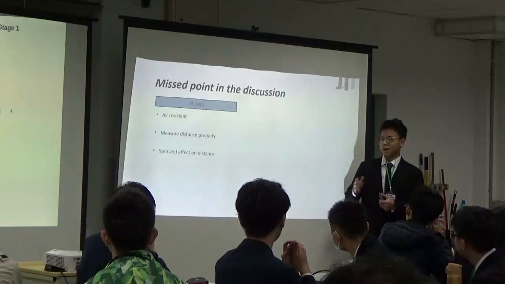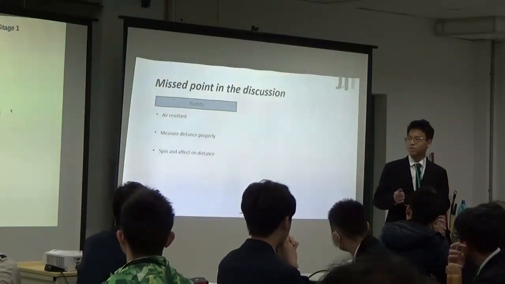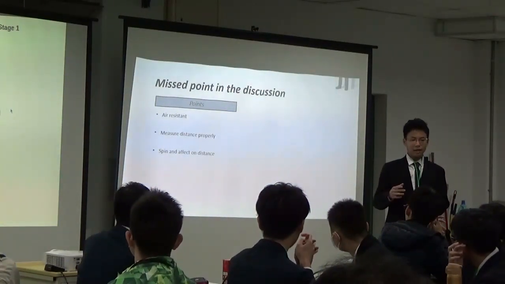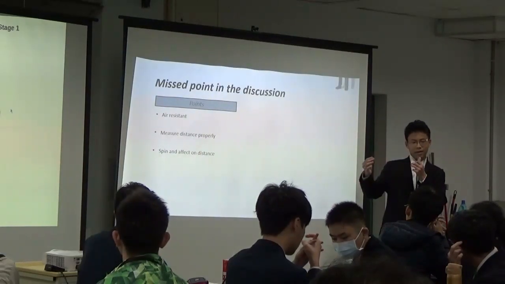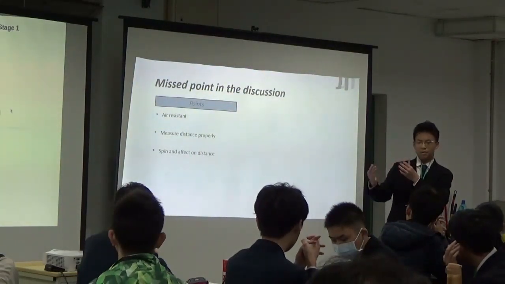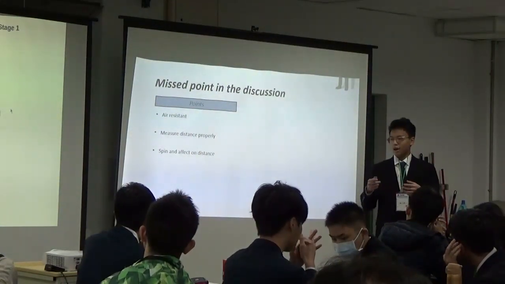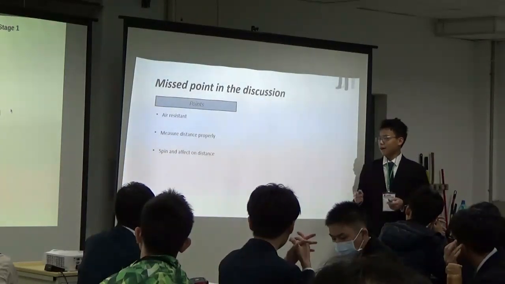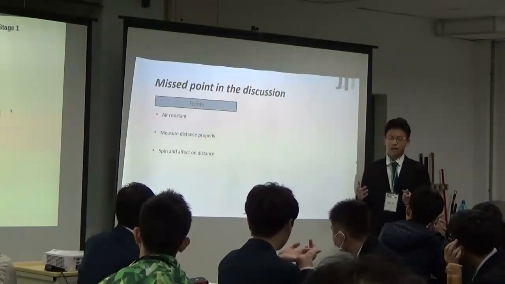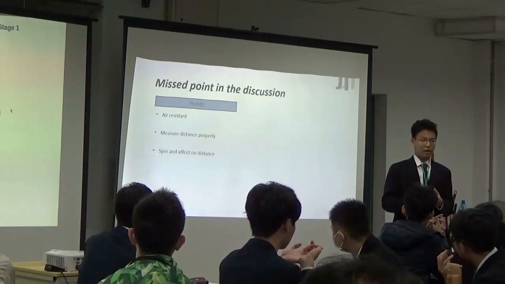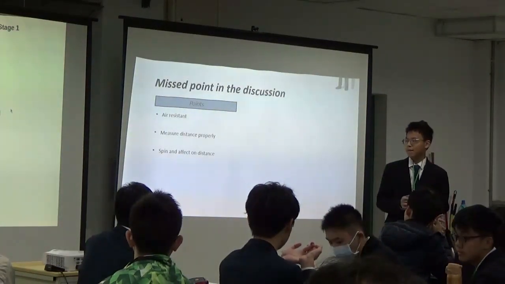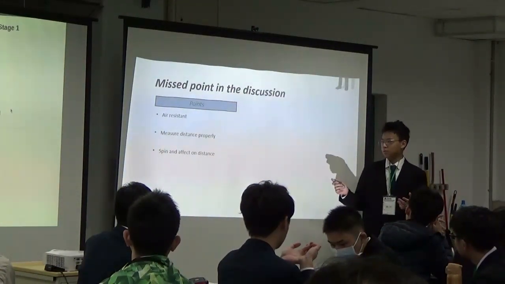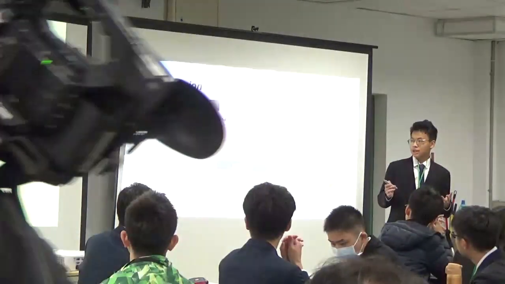The missed point is that they should discuss air resistance and how to measure the distance properly, because I think there will be some deviations, and how the spin affects the distance. That's the most important part of the problem statement, but I think the reporter should do more on that. And here's the discussion part.